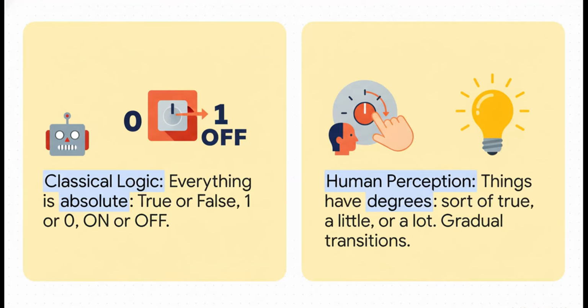And this really gets to the heart of the problem. On one side, you've got classical logic. Everything is either true or false, 1 or 0, on or off. But on the other side, there's us, human perception. We see the world in degrees. Something can be sort of true. It's really the difference between a clunky light switch and a smooth dimmer switch.